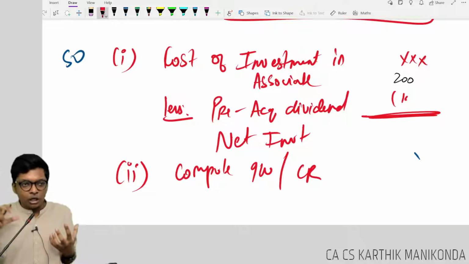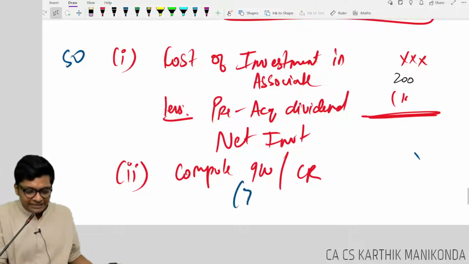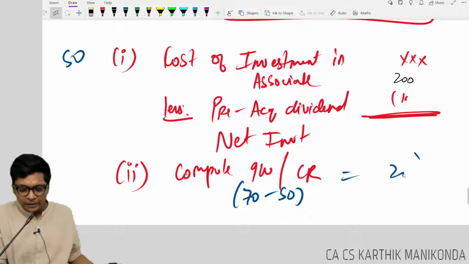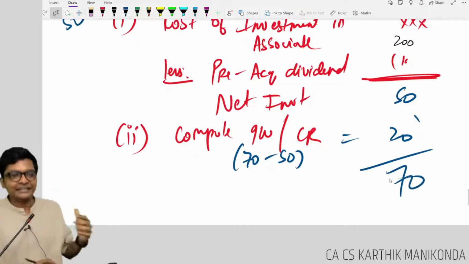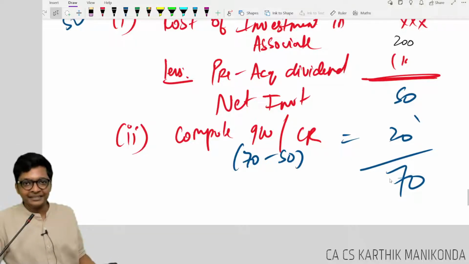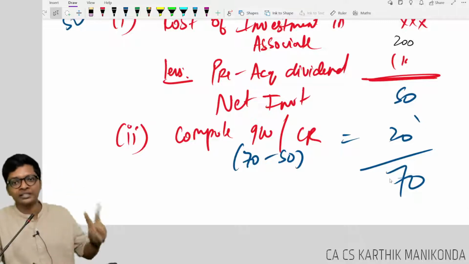Net assets on the date of acquisition. In our example, I paid 70 for something worth 50. So my goodwill is 20. Cost of investment is 50, so my total investment is 70. Show the breakup. These are the first 2 things I have to do.